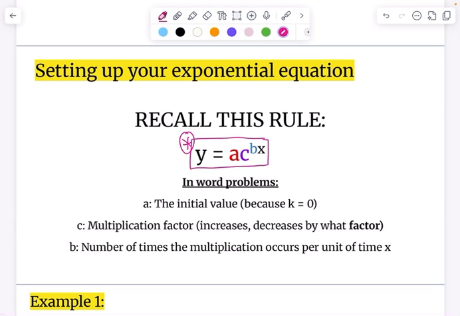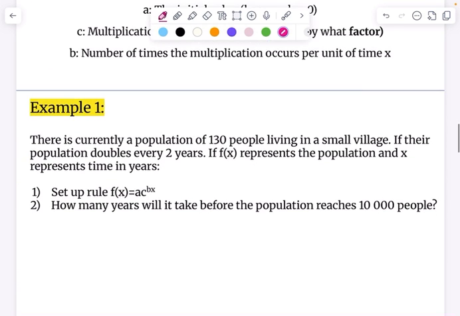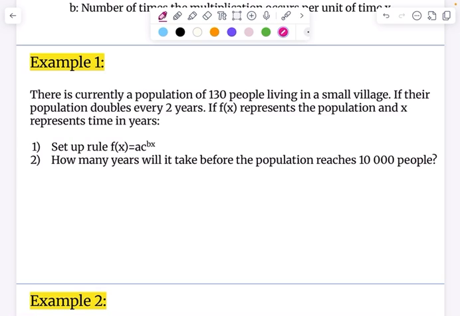And b is the number of times that the growth or the decay or the multiplication occurs per unit of time x. So it's really important that at the beginning of these problems you define the unit of time, whether it's years or months or days or weeks, because it will affect your rule and the value of b and how you solve the rest of the problem. As always in word problems, you should always set up your x and y by defining them first. So in the first example, let's work on it together.